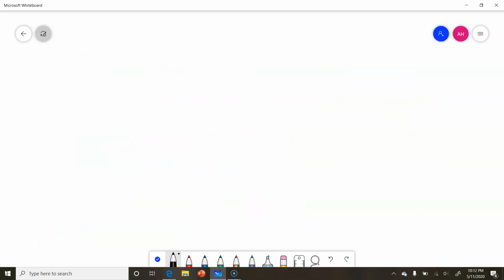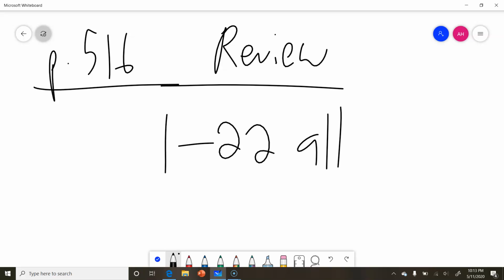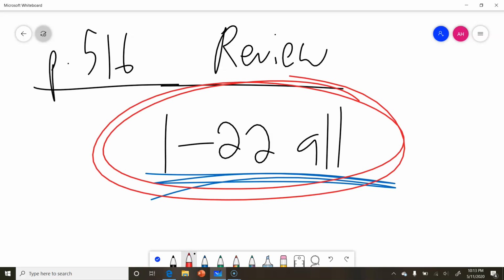So the homework today, this is on page 516, and this is review. This is chapter 11 review. We are doing 1 through 22 all, and I did 3 or 4 of those, I think at least 3. So this should not be too hard. This is pretty straightforward. So you guys are almost done. Hang in there. Mr. H is over and out.